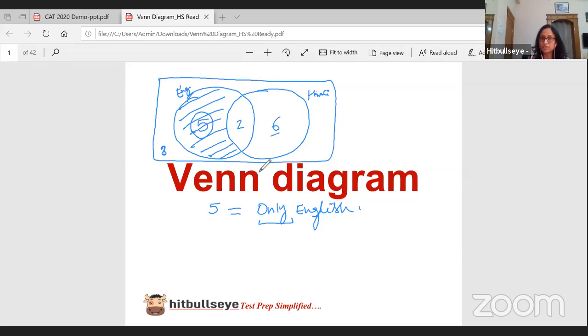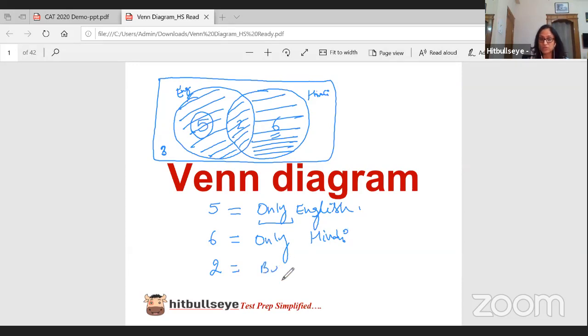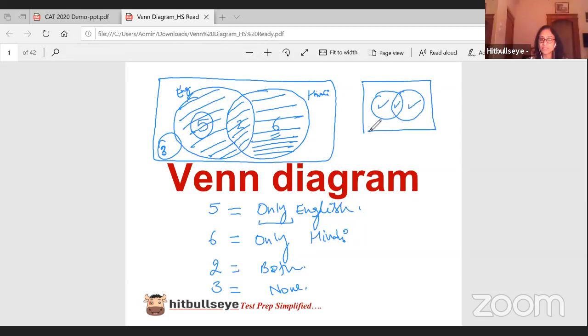Similarly, if I ask you, what does this number 6 represent? 6 will represent people who speak only Hindi, right? What does this number 2 indicate? 2 indicates people who speak both the languages, right? What does this 3 indicate? This 3 indicates people who speak none of the 2 languages, right? So what does this structure remind you of? This is only English, this is only Hindi, this is both English and Hindi, and this will be neither Hindi nor English, right?